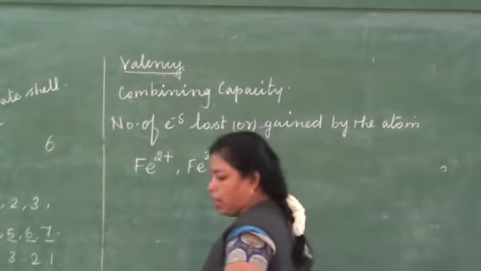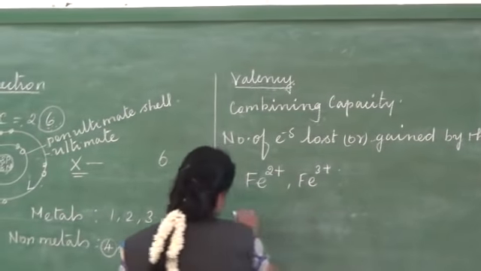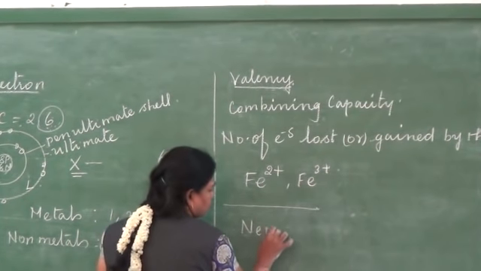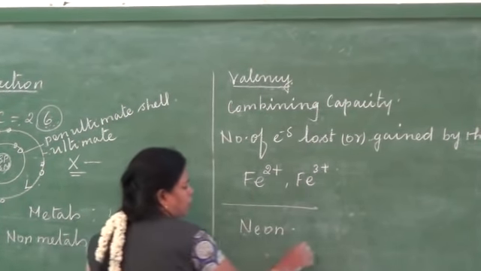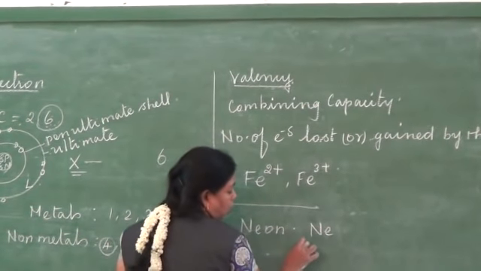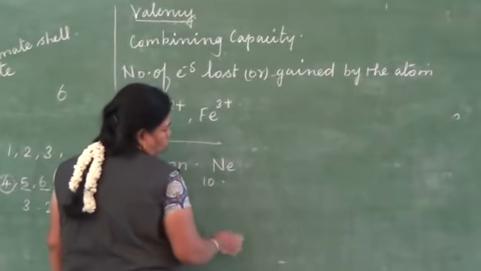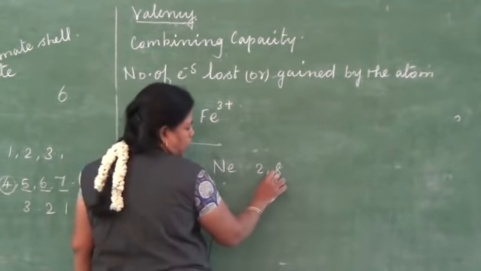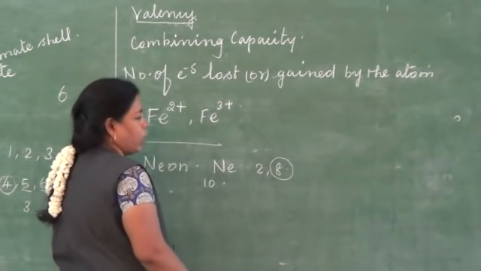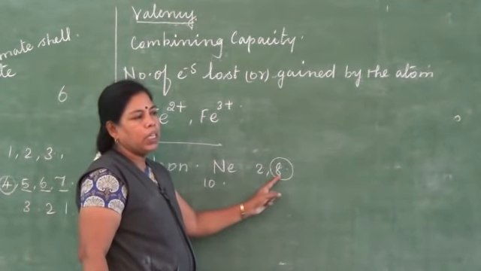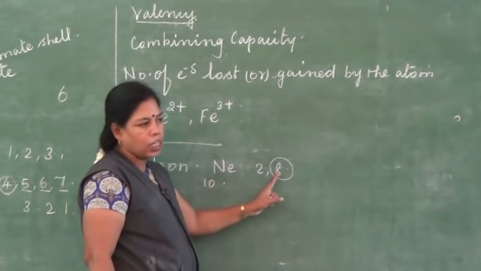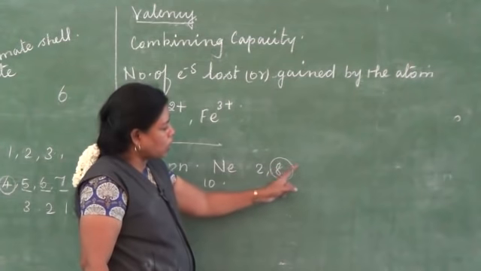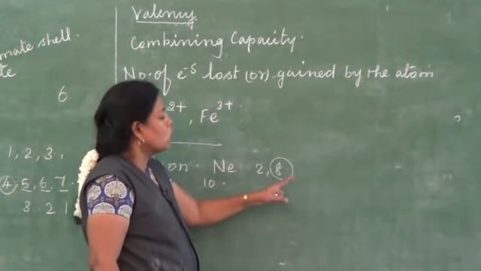For example, in the case of neon, the atomic number is 10. So what is the electronic configuration of neon? It is 2, 8. So it is getting 8 electrons in its outermost orbit. For attaining stability, the outermost shell must possess 8 electrons. Already it has 8 electrons in its outermost orbit. No other extra electrons are there in some other orbits.